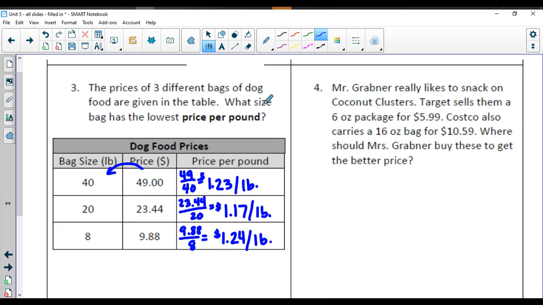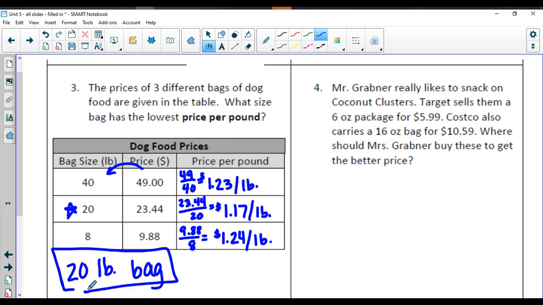So going back to the question, now that we've done all the math, what size bag has the lowest price per pound? So looking at these costs, the lowest price would be right here. So it's the 20-pound bag that is the lowest.